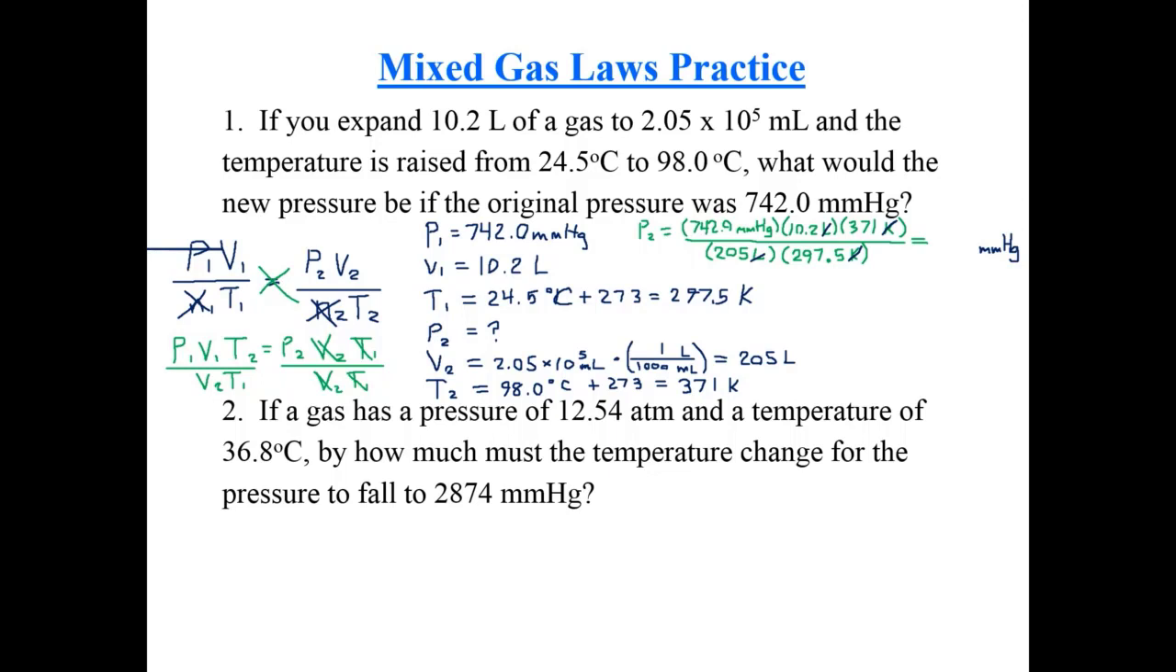The same with volume. Should we have kept the mil instead of going to liter? Sure, we could have done that. But again, we could not do it with temperature because it's not a multiplication, it's not a conversion factor operation, it's an addition operation. Does that make sense? Yeah. All right.